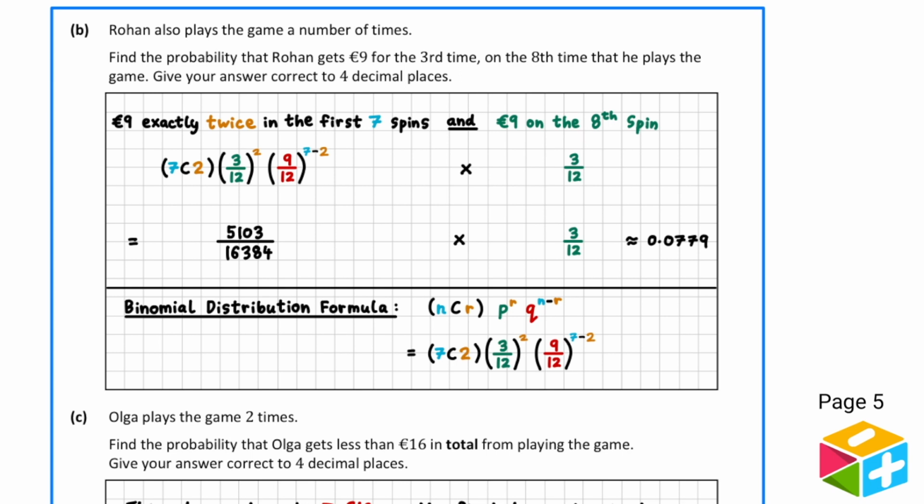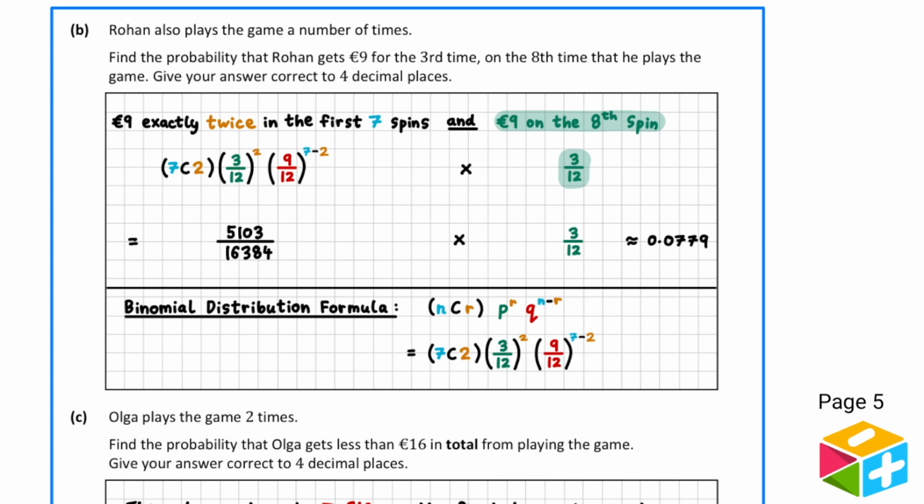On the previous page, we showed that there was a 3 out of 12 chance of winning €9 on any individual spin. So the probability of getting €9 on the 8th spin would be 3 over 12. The probability of getting €9 exactly twice in the first 7 spins is a bit harder. Here, we'll have to use the binomial distribution formula. N choose R times P to the R times Q to the N minus R.